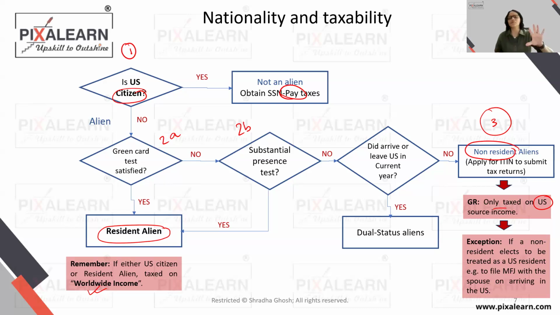This is the first part, which is very important, because unless and until you know this, it's difficult to go on to the next step. So we know who is supposed to be paying taxes and on what income in the US. So, what is the substantial presence test?